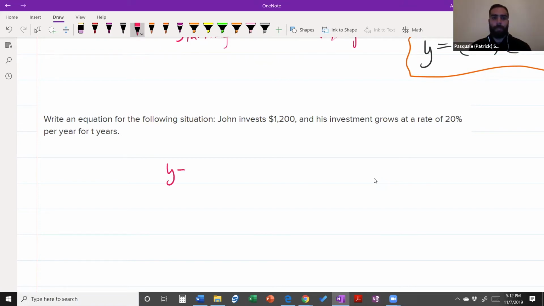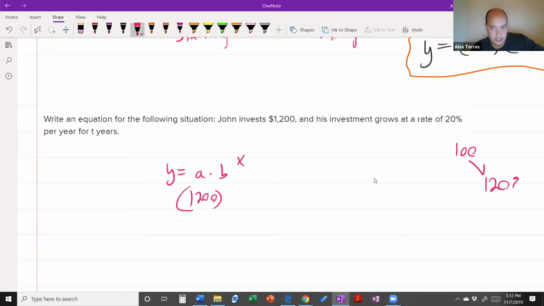So we've got our equation that we mentioned before. Here, John is investing $1,200, growing at 20%. So we talked about the 100 going to 120%, or going down to 80% if something were shrinking by 20%. So here it's growing at 20%. So it's going to be 120%, which in decimal form is 1.2, and 80 would have been 0.8.